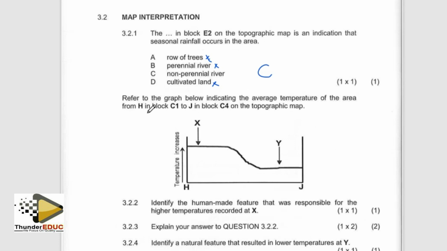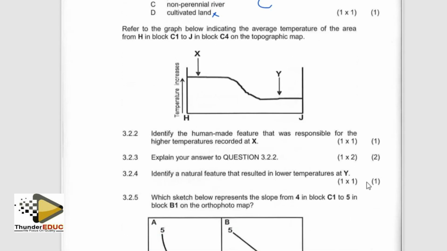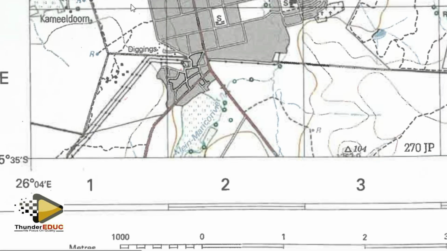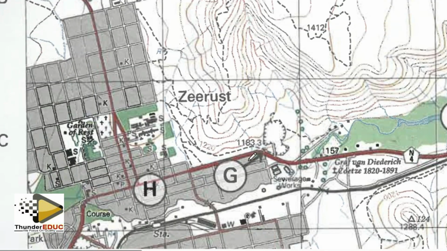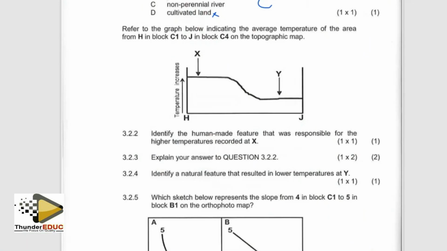Okay. So here they say refer to the graph. Here is the graph below that is indicating the average temperatures from H to J. So H is here and J is here. And here they're showing the temperatures here at H are higher, temperatures here at J are lower. Let's see on the map. So H is here, which is an urban area, and J is here, which basically has rivers and so on.